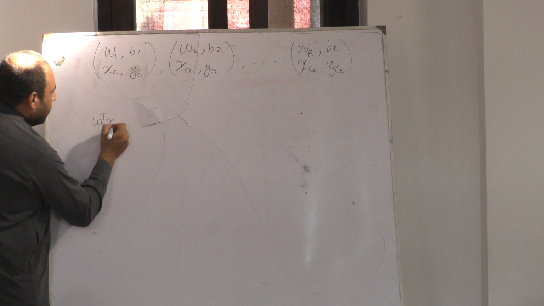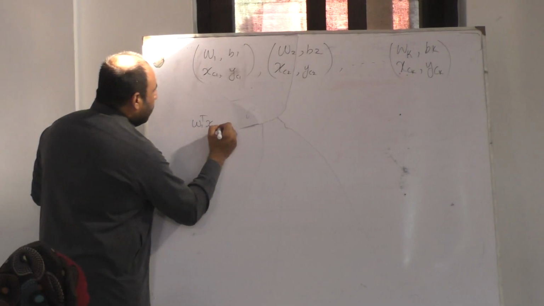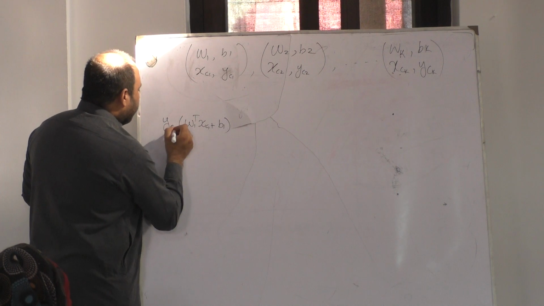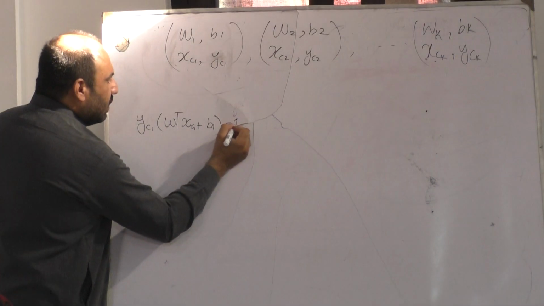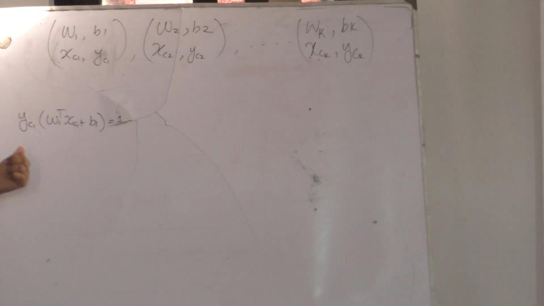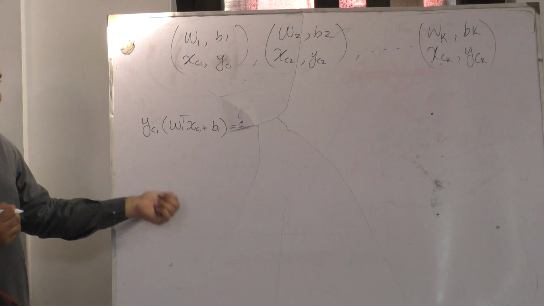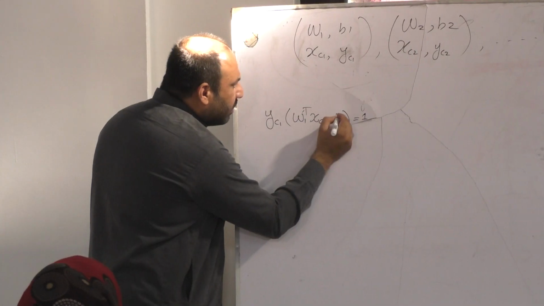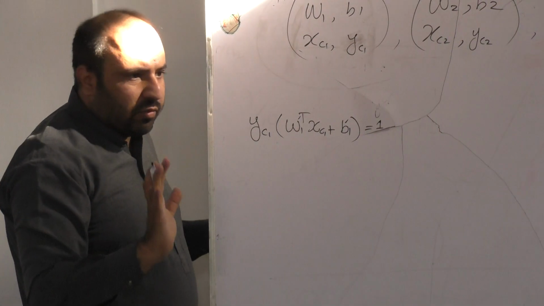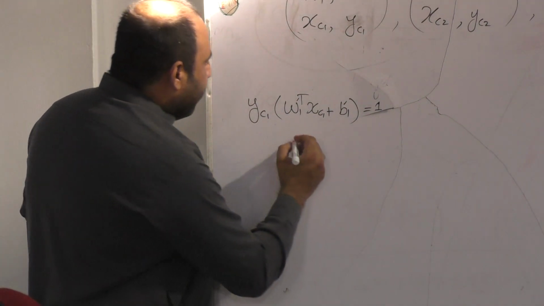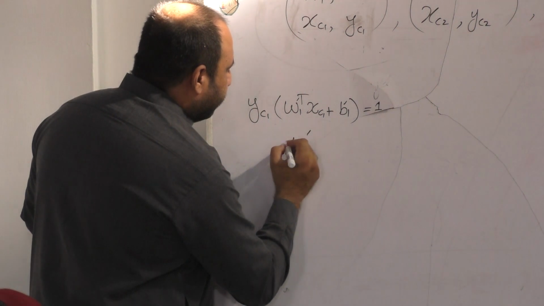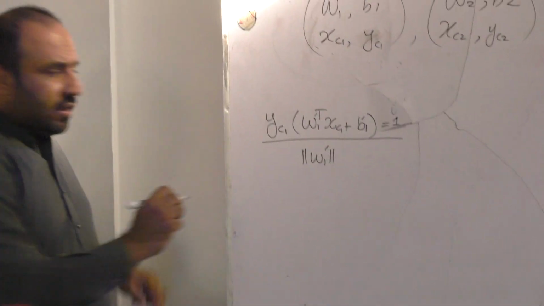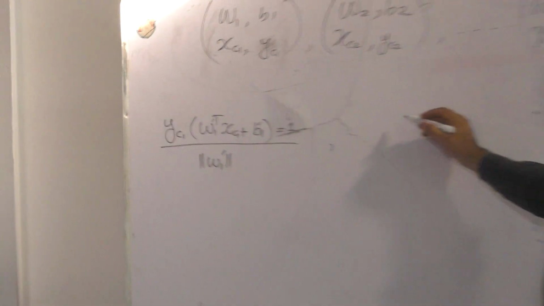W1 transpose X C1 plus V1 times YC1, that is 1. If it is not 1, we can set it to 1 and the W will scale accordingly. Let me call it W dash or whatever. If it is not 1, we can scale it to 1. Make sense? And then we have W1 dash. We can do this thing with everyone.